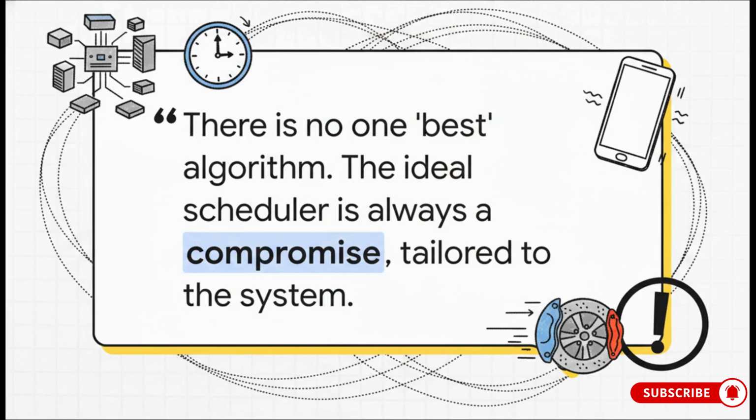And that really brings us to the single most important lesson of this entire chapter. There is no one best algorithm. It just doesn't exist. It is always a compromise. The perfect scheduling algorithm for a scientific supercomputer is a terrible choice for your smartphone. And the algorithm in your smartphone would be a disaster in a real-time system like your car's brakes, where missing a deadline is not an option. The ideal scheduler is always a balancing act tailored specifically to what the system needs to do.